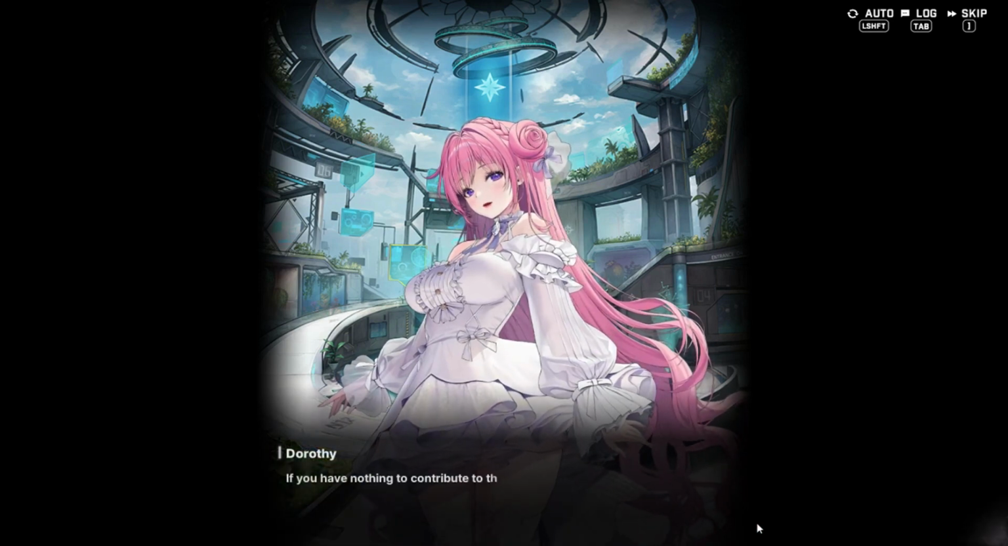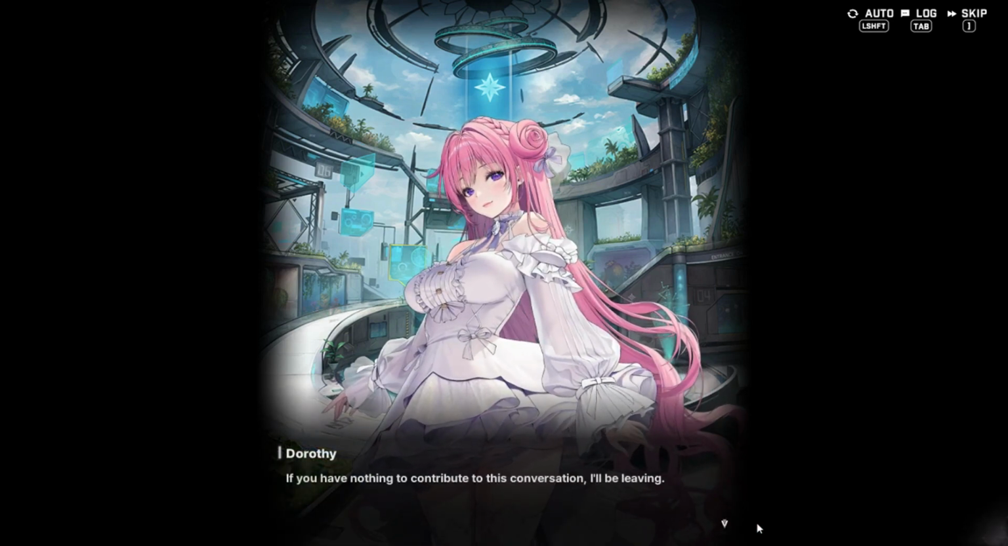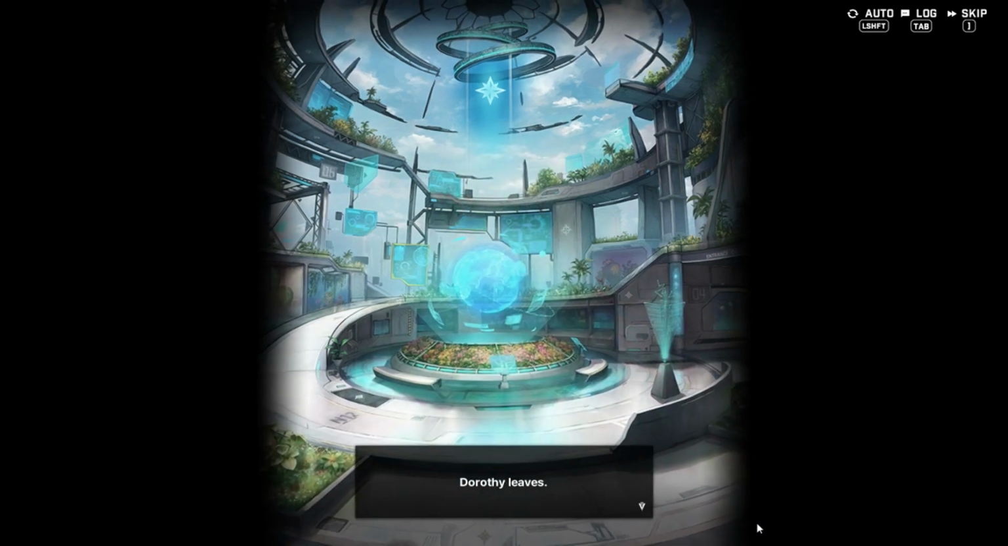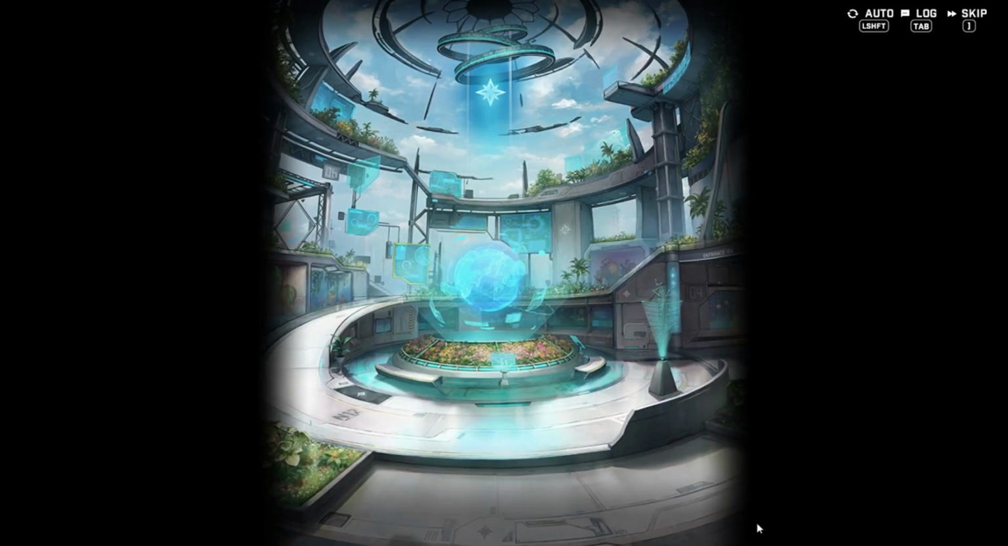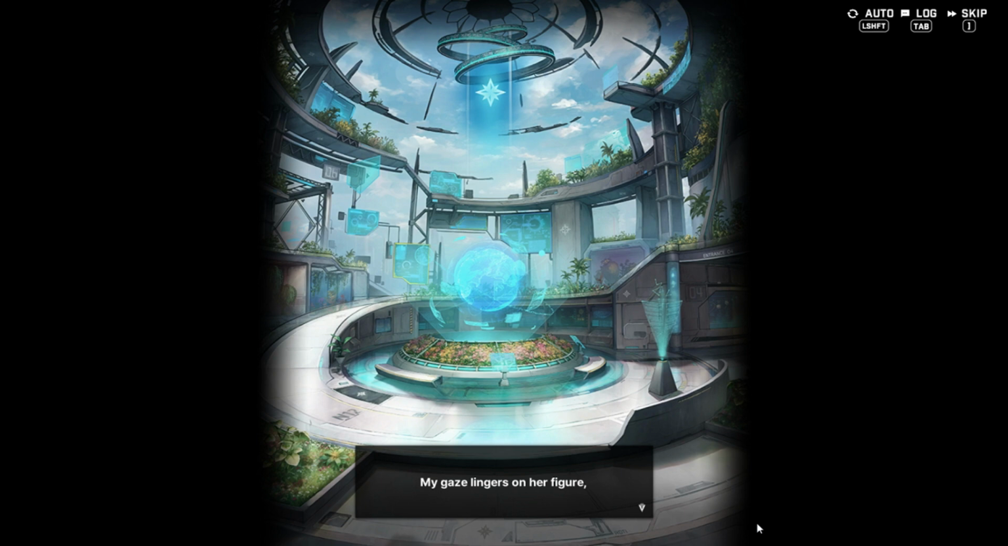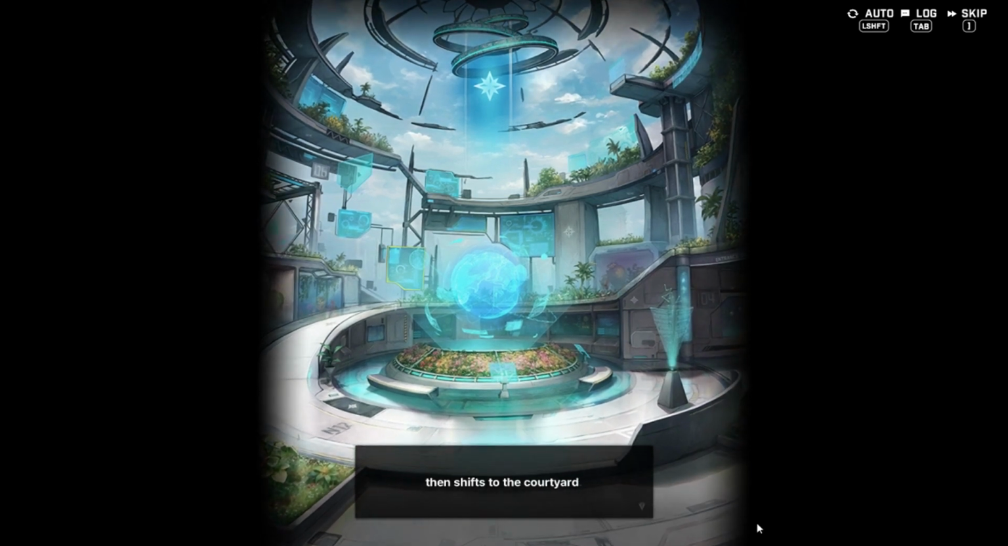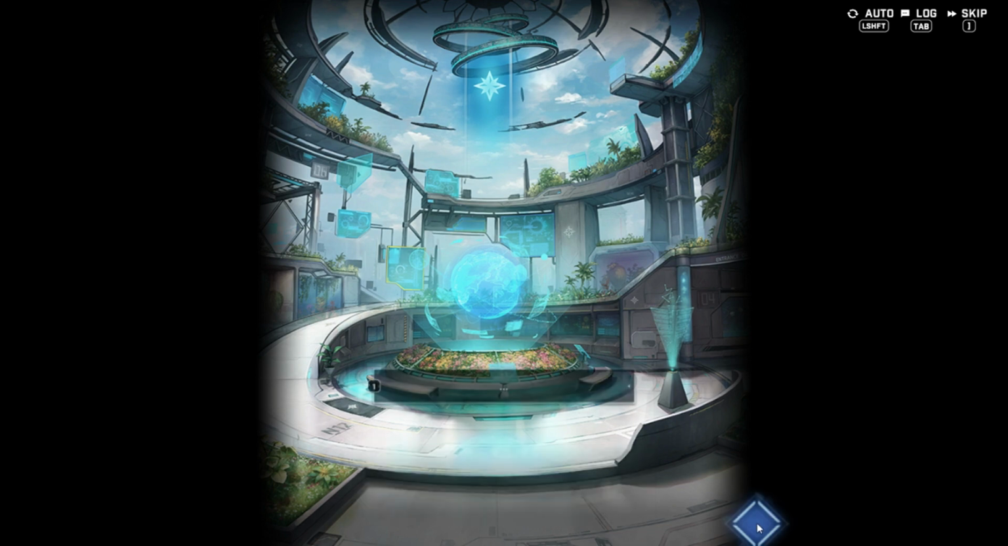If you have nothing to contribute to this conversation, I'll be leaving. Dorothy leaves. My gaze lingers on her figure, then shifts to the courtyard. The sun shines warmly on the place where she stood, looking at what should have been a pleasant scene. Instead, it filled me with a sense of overwhelming sadness.